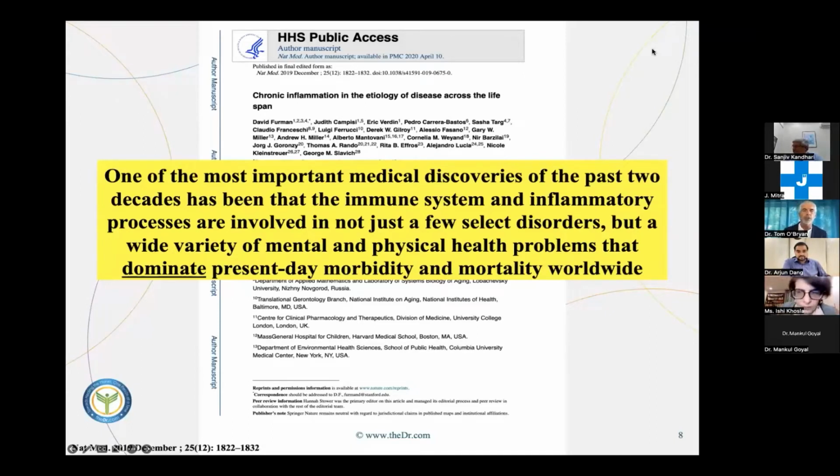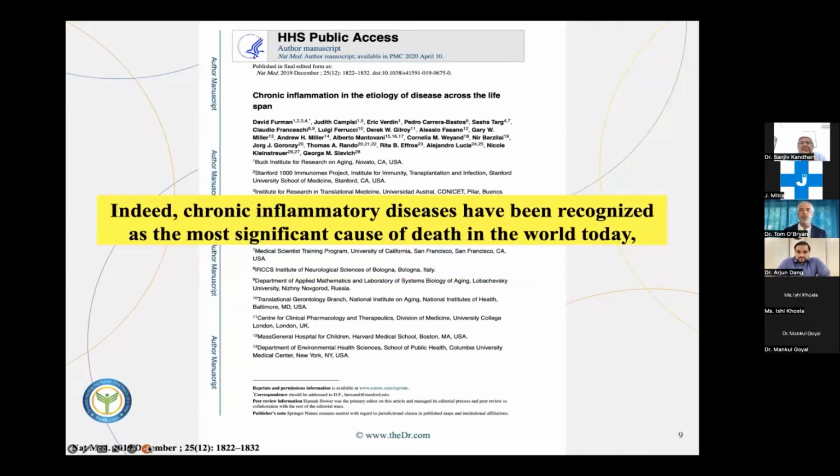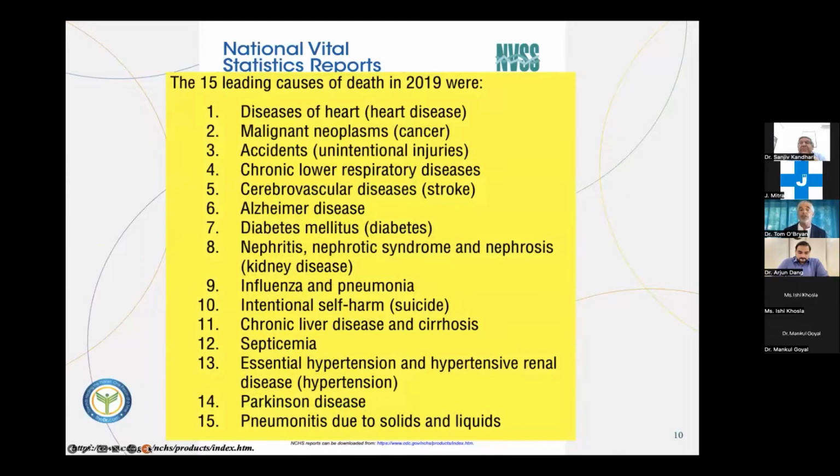And one of the most important medical discoveries in the last 20 years has been that it's the immune system, when it gets activated, that produces inflammation, and that it dominates present-day morbidity, which means getting sick, and mortality, which means dying, worldwide. Inflammation dominates when you get sick and when you pass. To say a little more about that, chronic inflammatory diseases have been recognized as the most significant cause of death in the world today. And the National Institute of Health in the US tells us that 14 of the top 15 causes of death are chronic inflammatory diseases.